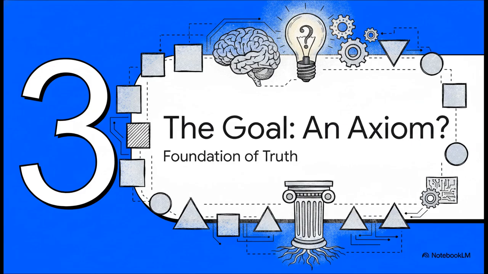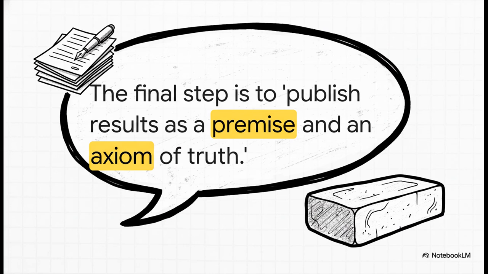Okay, so what's the end game here? What's the ultimate goal of this whole process, whether you're in a lab coat or leading an AI team? Lakeman points to one final super important step, and he uses a very specific word to describe it. He says the final step is to publish results as a premise and an axiom of truth. Whoa, an axiom of truth, that sounds heavy, right? Incredibly important. The idea is, once your investigation is done and your theory has survived all the tough tests, you establish it as a kind of foundational starting point so other people can build on your work.